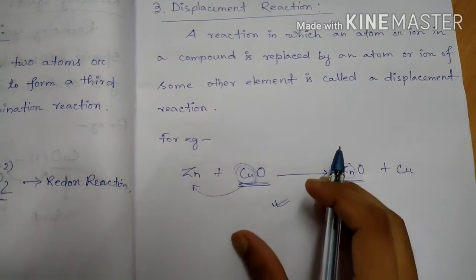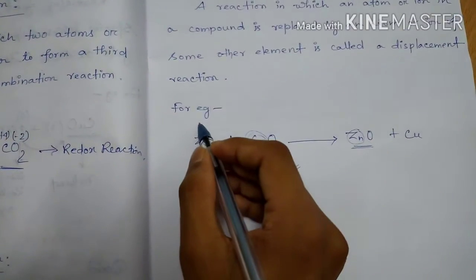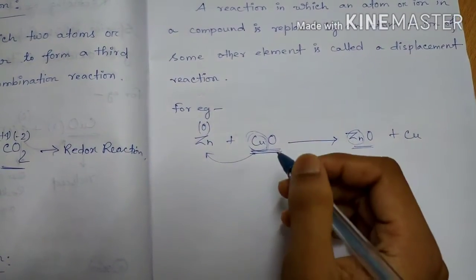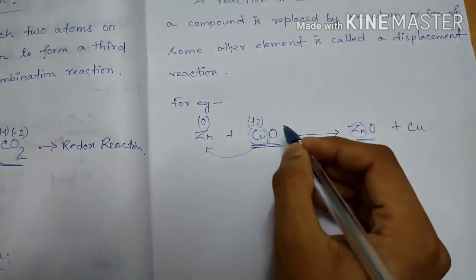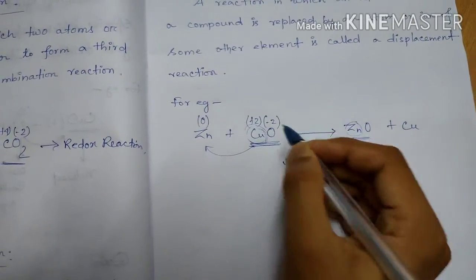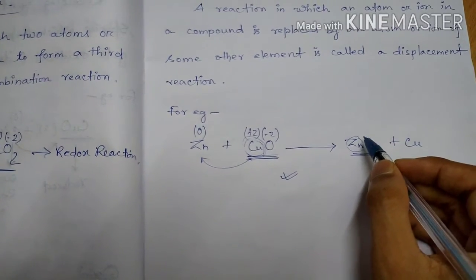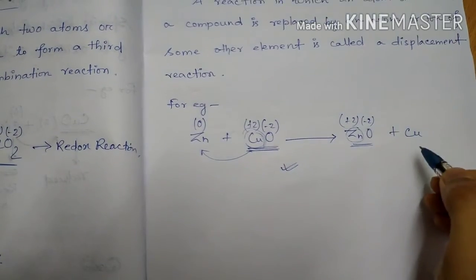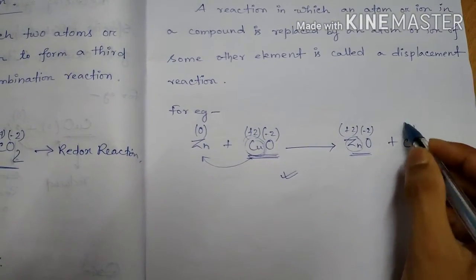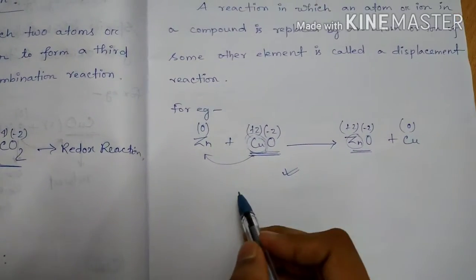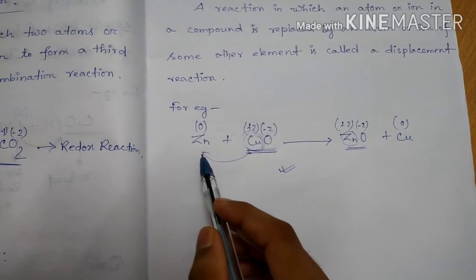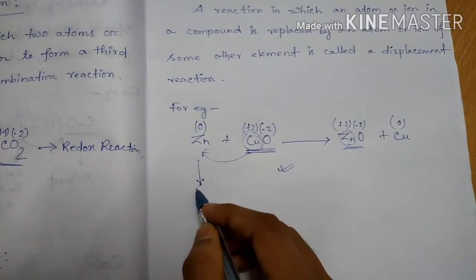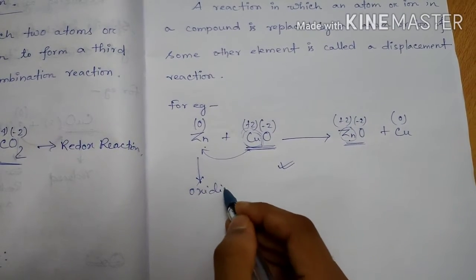Okay, so again you see here, the oxidation number of zinc is 0 because it is in the free state, and the oxidation number of copper is +2 and the oxidation number of oxygen is -2. On the right side, the oxidation number of zinc is +2 and the oxidation number of oxygen is -2. And the oxidation number of copper is 0. Now you see here, the oxidation number of zinc increases from 0 to +2. So that's why zinc is oxidized in this reaction.